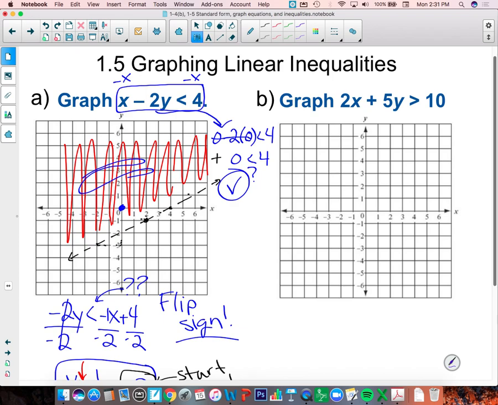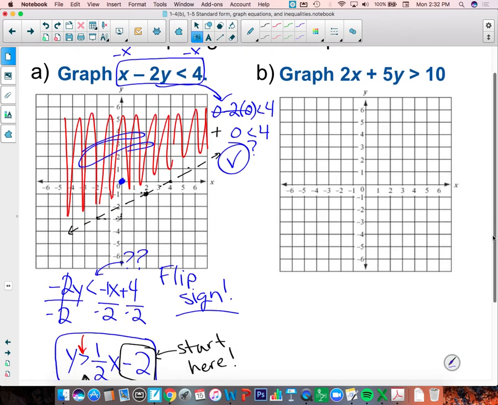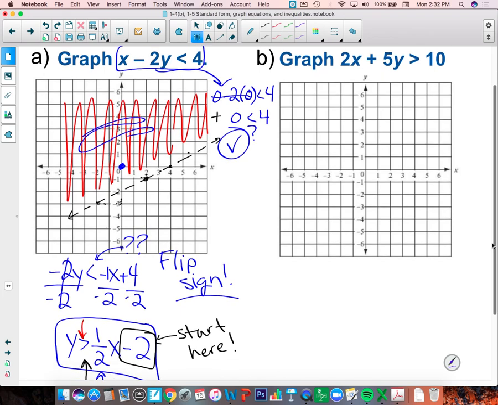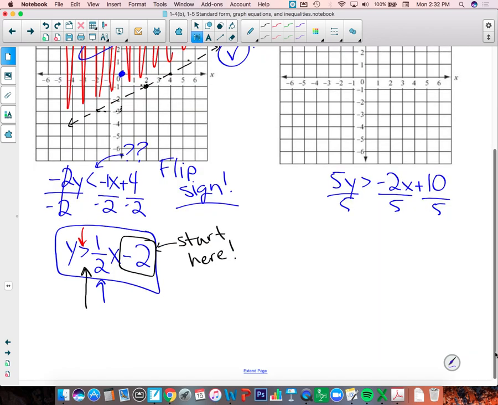All right? So graph 2x plus 5y is greater than 10. Remember the first thing that we did, we rearranged this to y equals mx plus b. So that means that negative 2x has to go over. We have 5y is greater than negative 2x plus 10. And now we need to divide everything by 5. We don't have to flip our signs here because that's a positive 5. So y is greater than negative 2/5 x plus 2, that's what we're graphing.